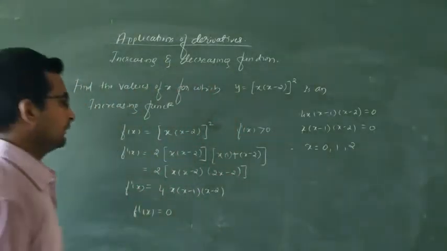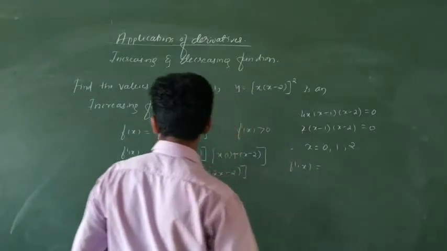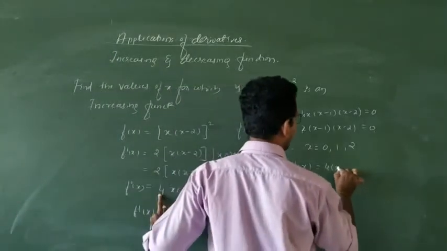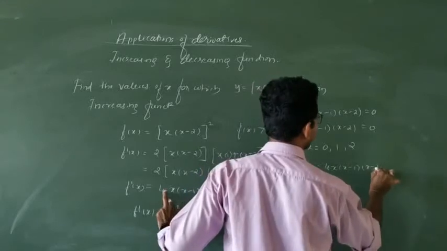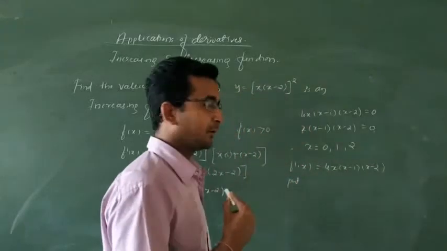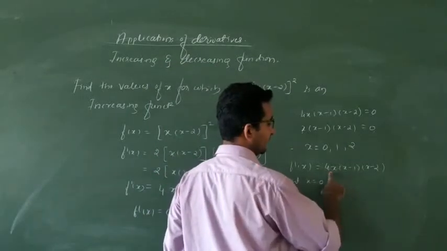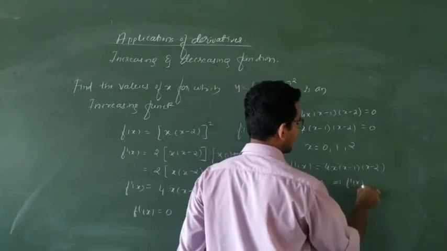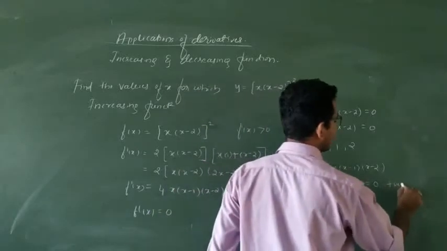Now for f dash of x, what I have is f dash of x is 4x into x minus 1 into x minus 2. I have already solved this type of example previously. When I put x is equal to 0 in this equation, 0 into any number is 0, so f dash of x is again 0. It means what I will get here is the positive value.